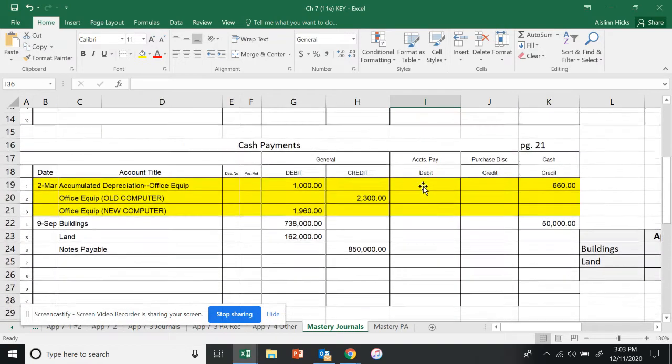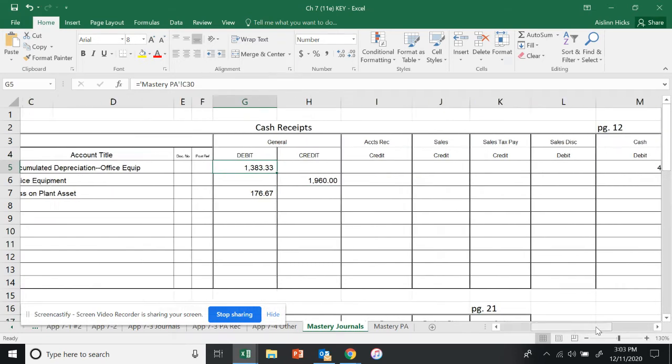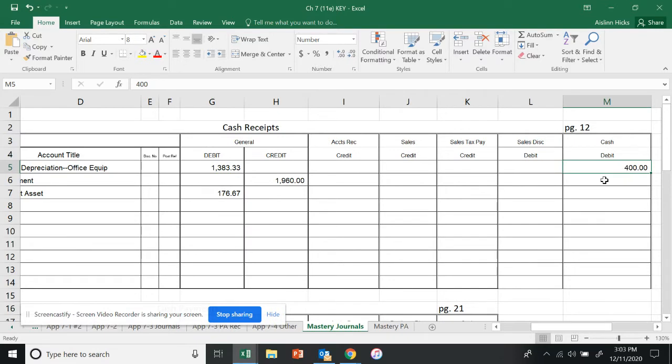So roll all the way up to your cash receipts journal. Here is the old computer, well, it's formerly new. Now it's old as of 2003. Here's the original amount. Here is the accumulated depreciation. The cash is $400. And when I do a subtraction, my two debits minus my big credit minus my two smaller debits, I get a loss of 176.67.